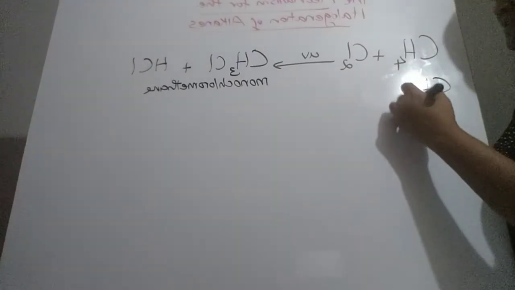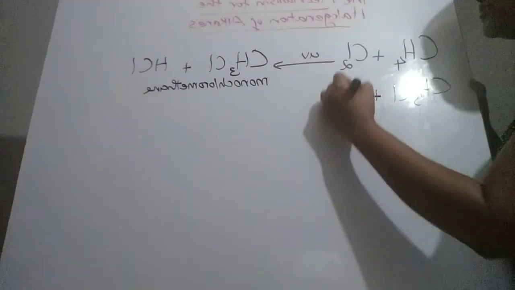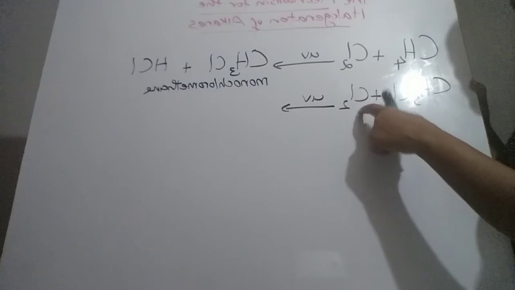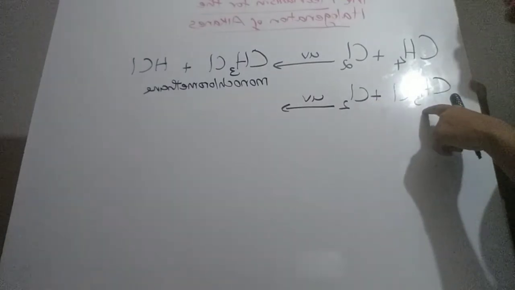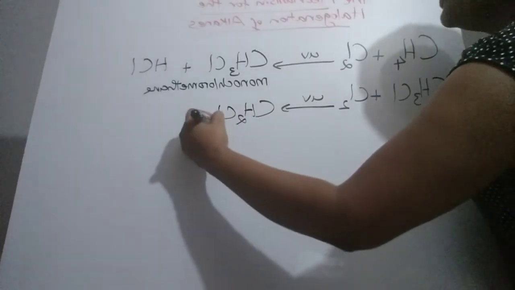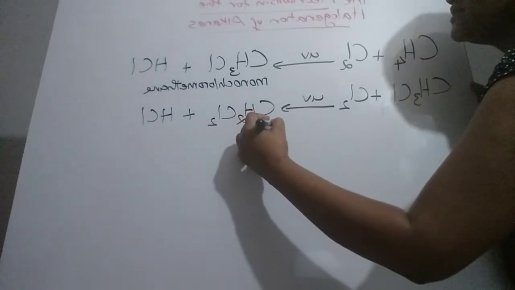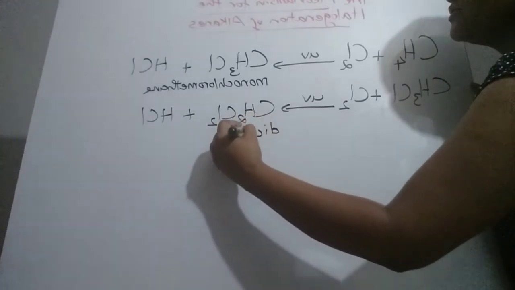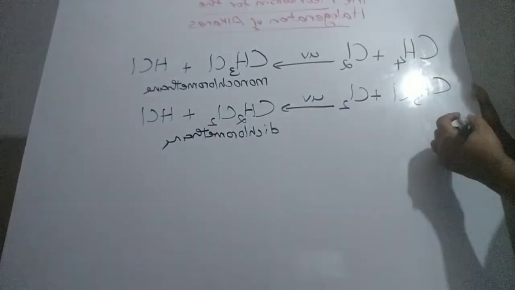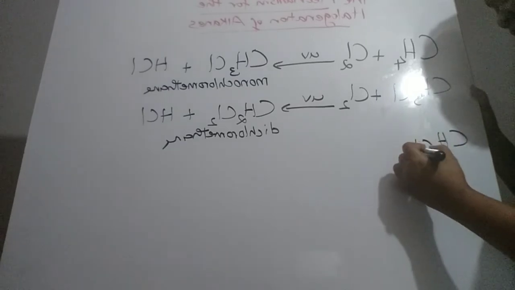Our reaction can continue. The monochloromethane that forms reacts with more chlorine in the presence of UV. This time again, one of those chlorine atoms takes the place of another hydrogen, and we get CH2Cl2 plus HCl, and the name of this one is called dichloromethane.